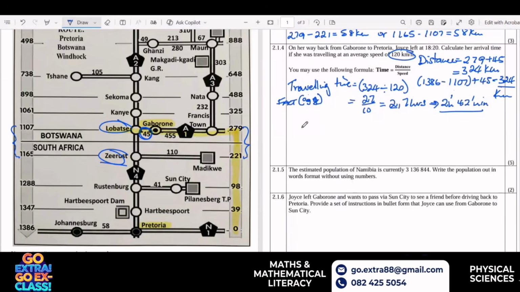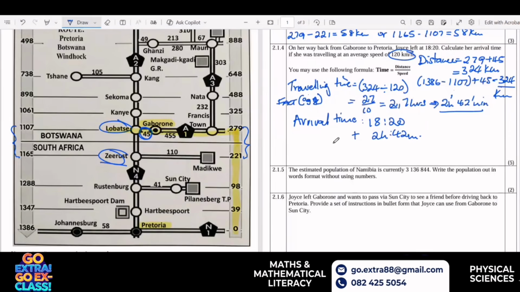Therefore, how do you calculate the arrival time? To calculate the arrival time, you say arrival time, and then you take the starting time, which was 18:20, and then you say plus 2 hours, and then how many minutes? You want to say 42 minutes.